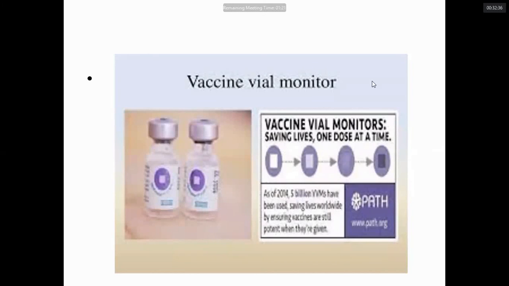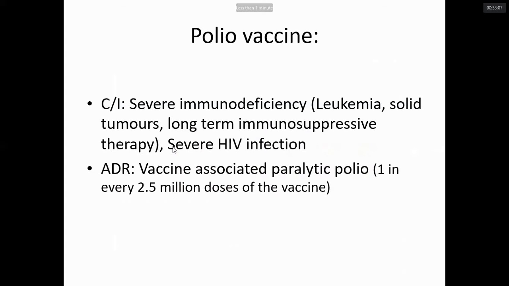So this is the vaccine vial monitor. This is very important for you. It can be asked in your practicals also. It has an inner circle and an outer circle. If the inner circle is as dark as or darker than the outer circle, then you have to discard the vaccine. So this is normal, here you can use the vaccine. Like this, if it is as dark as the outer circle or darker, then you have to discard the polio vaccine.